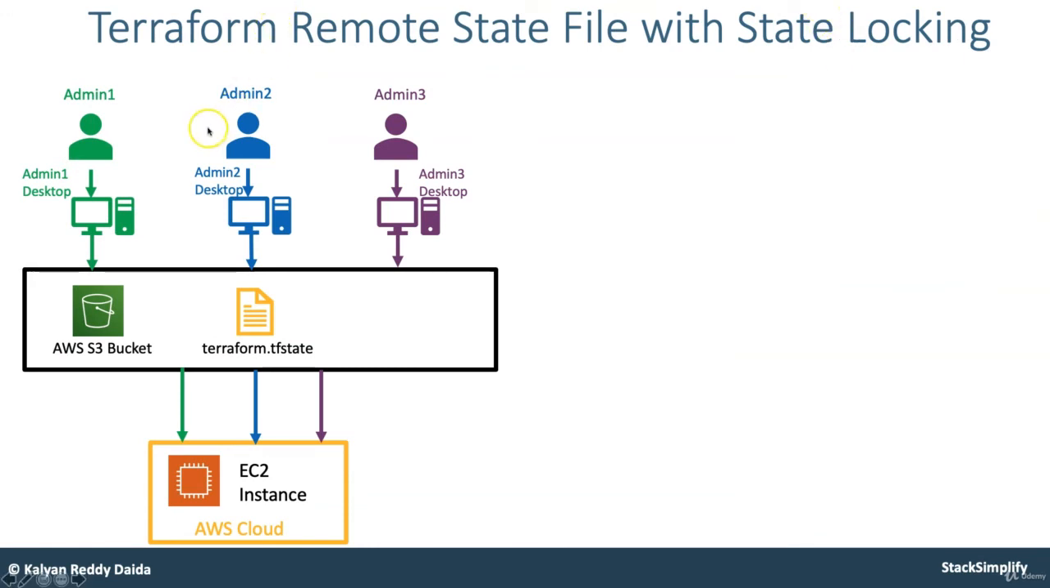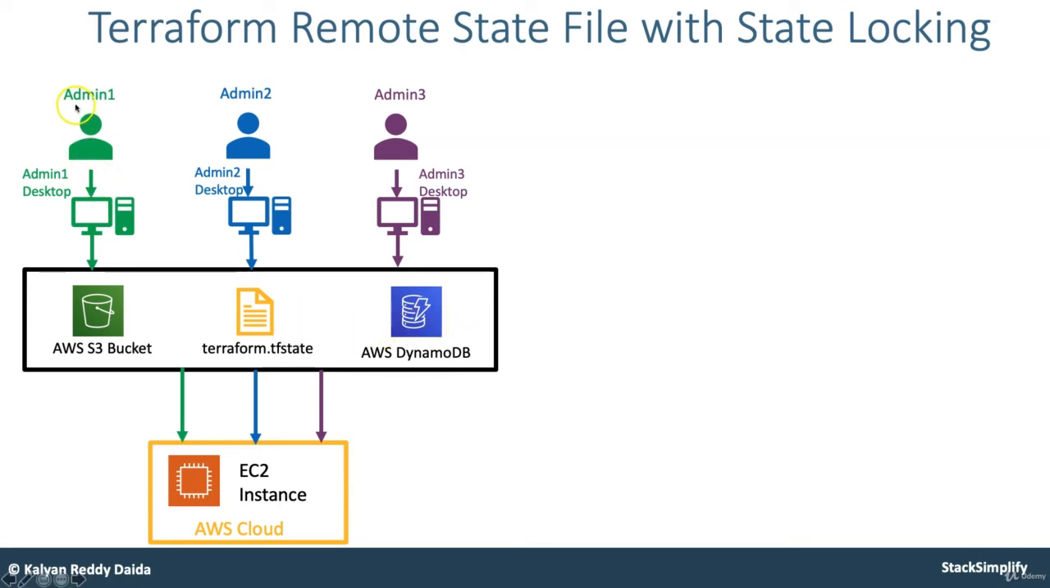As admin 1, admin 2 and admin 3 are accessing the same terraform.tf state file from the S3 bucket, and they are able to provision. So we will also implement something called a DynamoDB table. We'll create a DynamoDB table and reference it in our Terraform backend. We are going to see what exactly the Terraform backend configuration looks like in our next slide. For now, for Terraform state storage we are using an S3 bucket, and for state locking we are using DynamoDB.